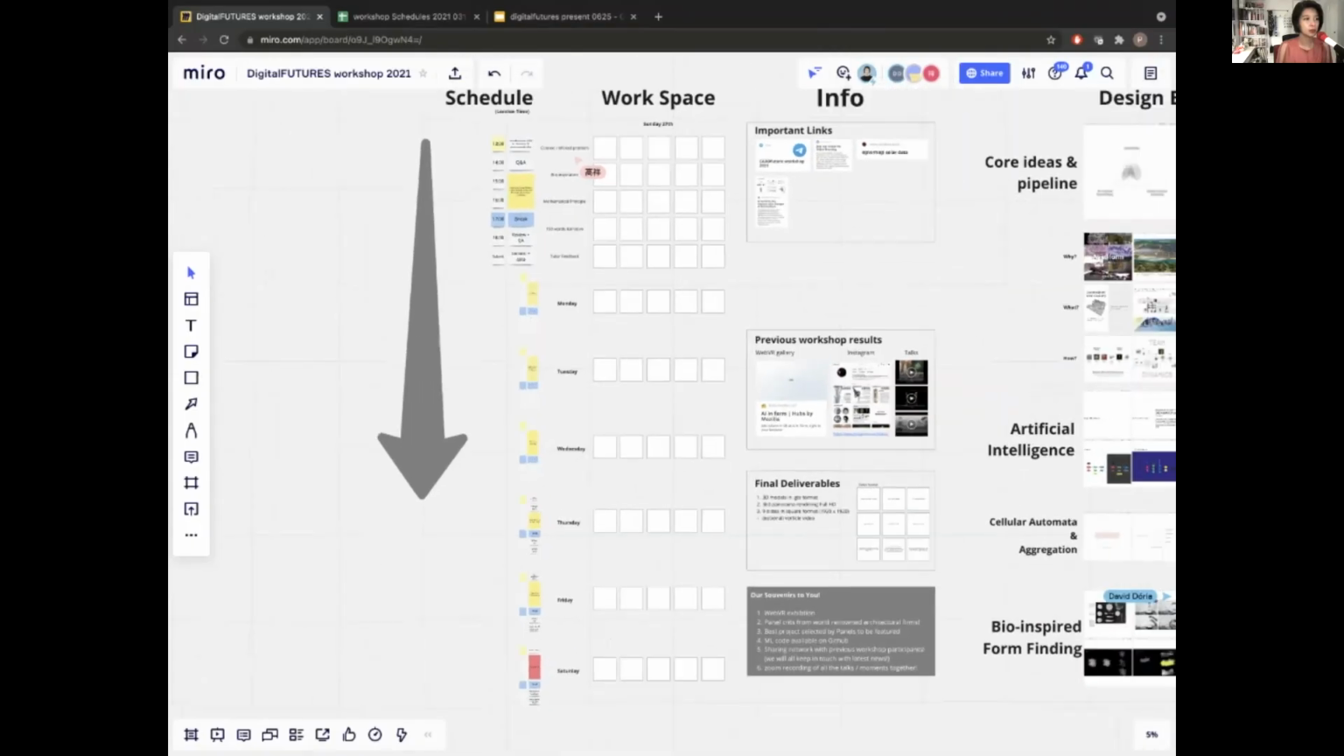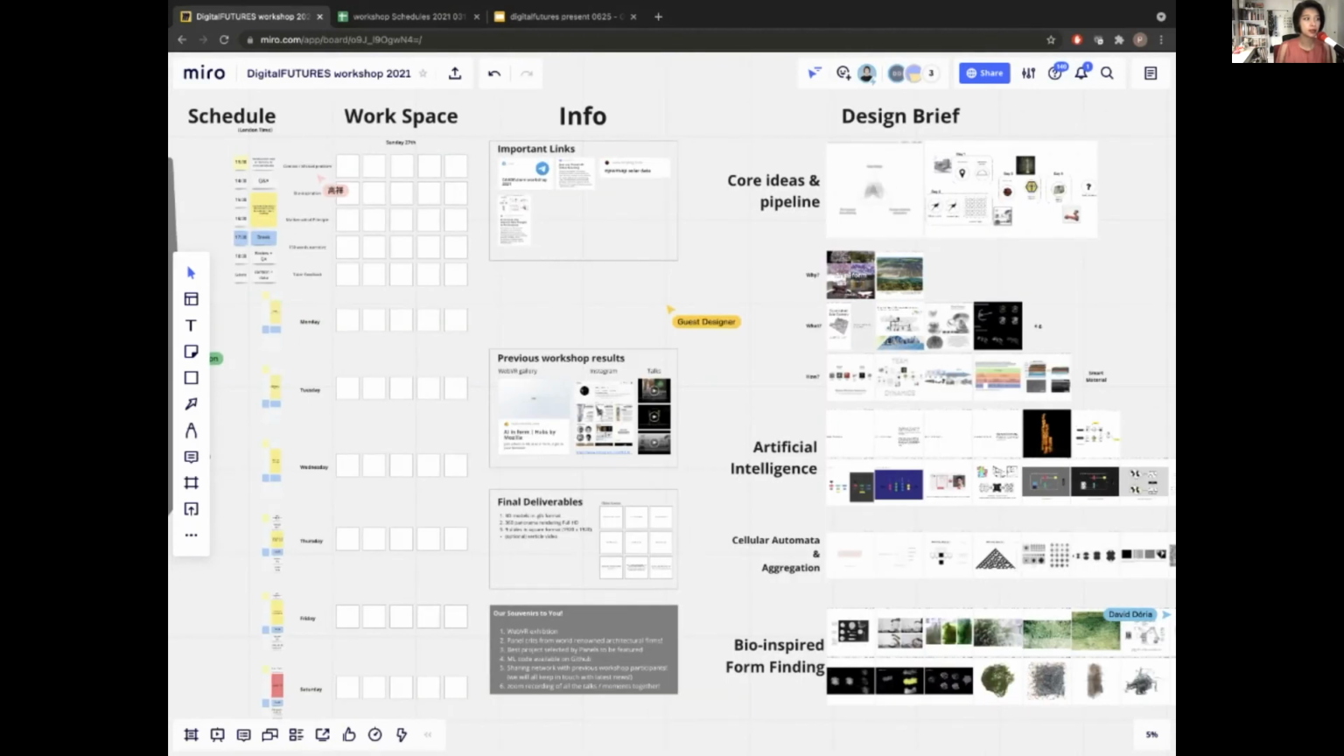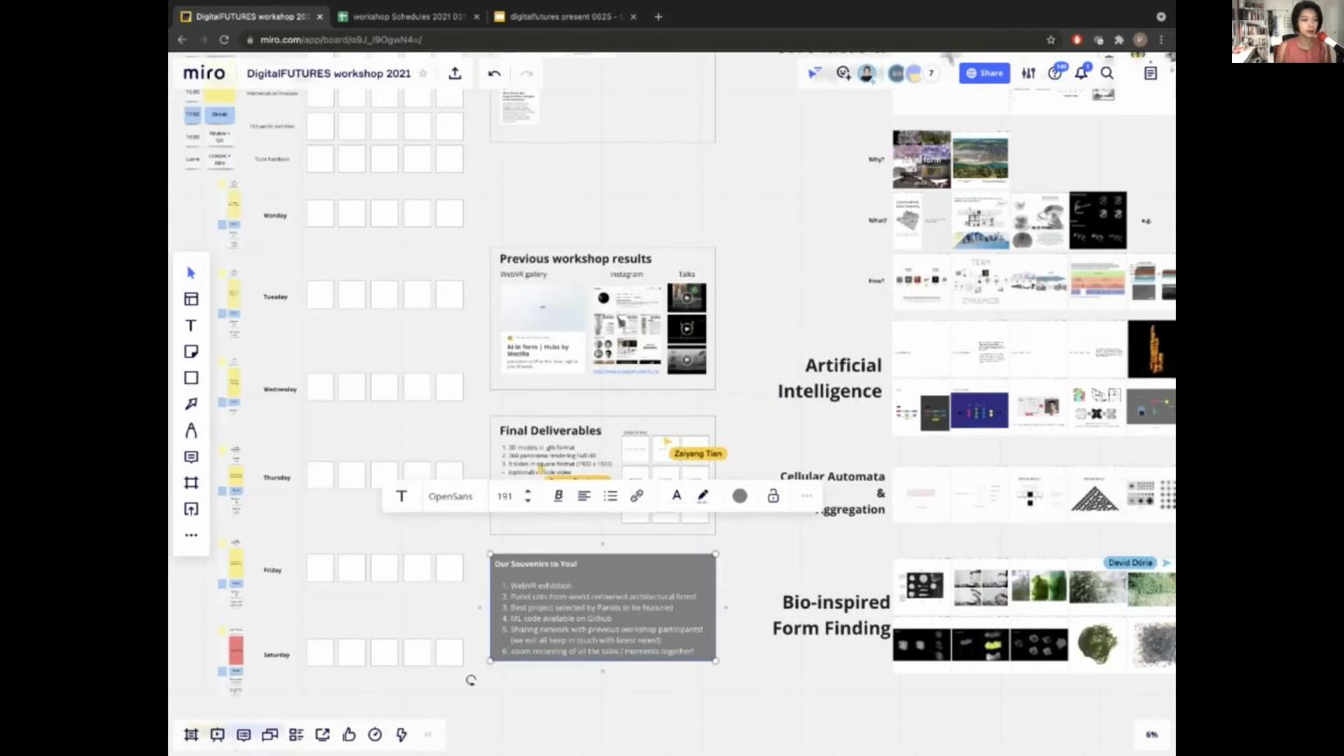Okay, so a brief intro to the Miro board. You can find the schedule, what you're going to do every day here. And then we'll be updating each other with the progress in this workspace. For any information that you need, all the links that we've talked about, we'll post in here. You can also understand what we will do by looking at previous workshop results. The WebVR gallery is here. And all these things you'll receive from us as a gift from the workshop.